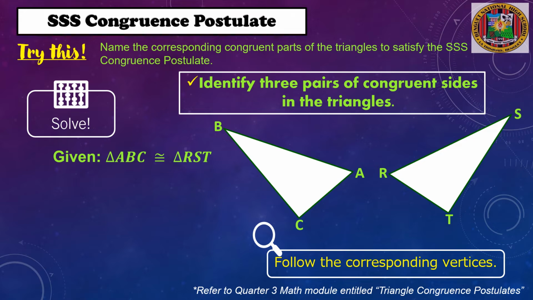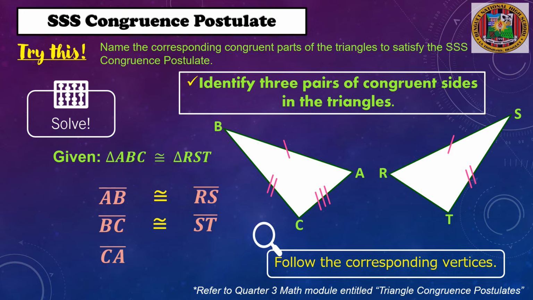Thus, we have line segment AB congruent to line segment RS. Line segment BC is congruent to line segment ST. Finally, line segment CA is congruent to line segment TR.